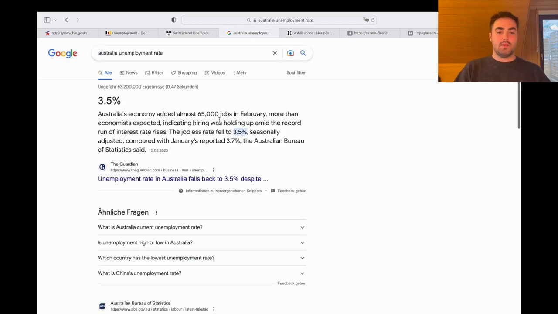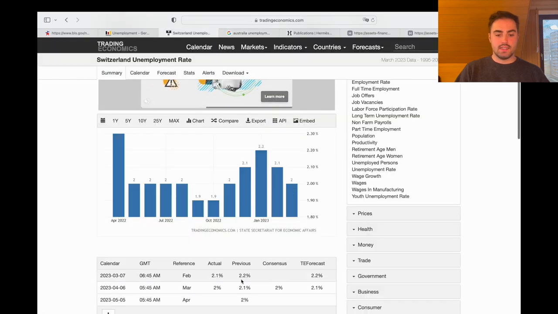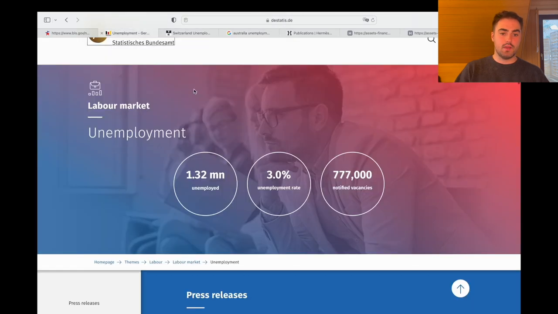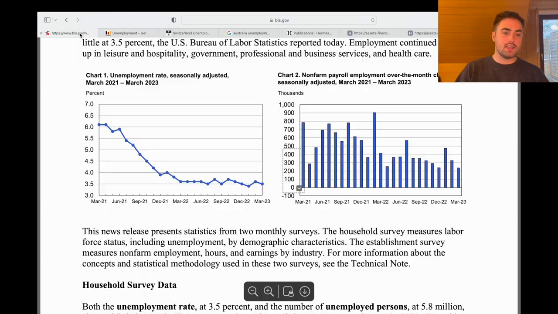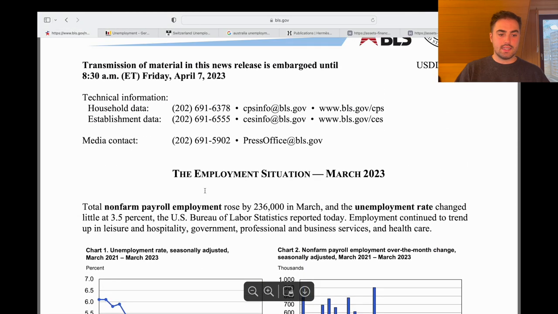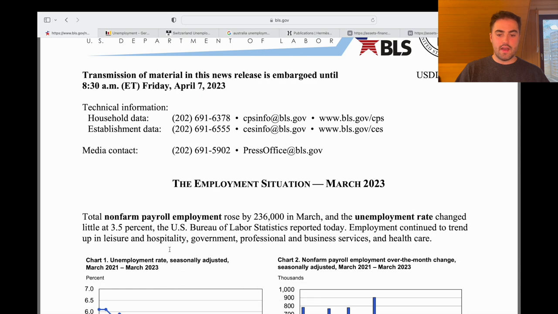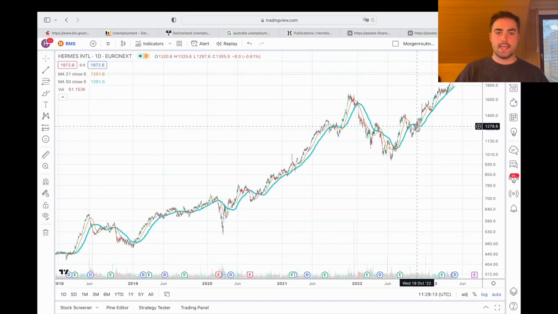If we go to this page, we can see that the unemployment rate in Australia is at 3.5%. The unemployment rate in Switzerland is at 2.2%. The unemployment rate in Germany is at 3%. And the one in the United States is at 3.5%. Sheesh, what has all of that to do with the $4,000 bonus? Just talk about it. That's probably what you think right now.